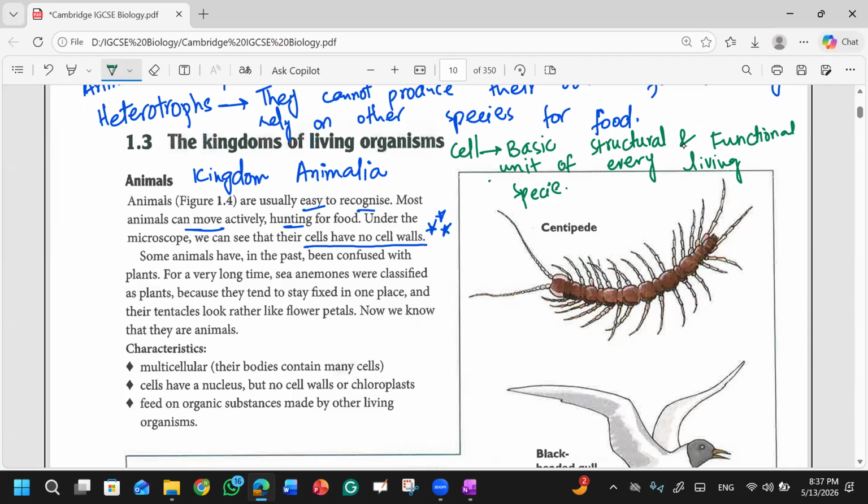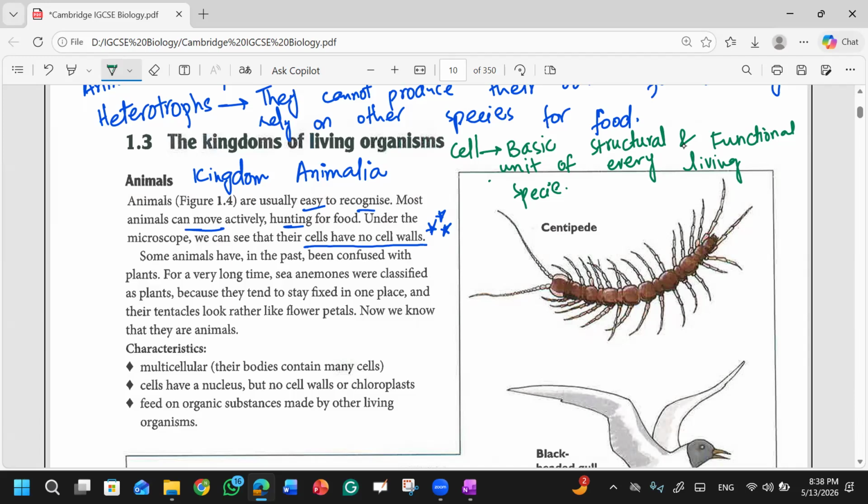When many of the cells combine, they form tissues in the body, and from those tissues, the organs are formed. Different organs like the stomach, heart, brain. And then when the organs combine, they form the organ system. When all the organ systems collectively work, they result in the individual of that particular species. So whenever someone asks you what is a cell, you must know that it is the basic structural as well as the functional unit of every living species.